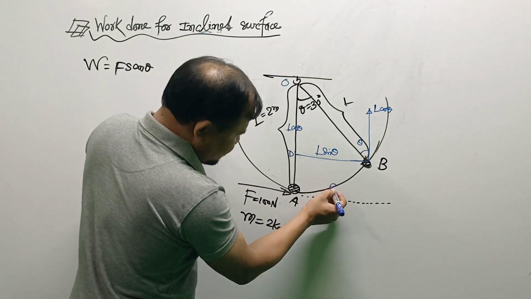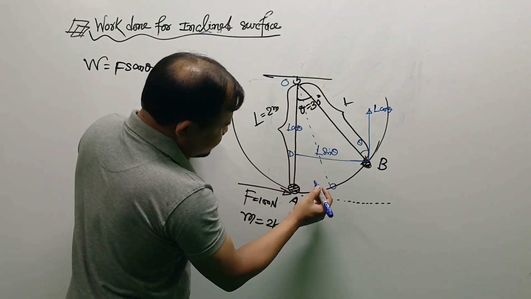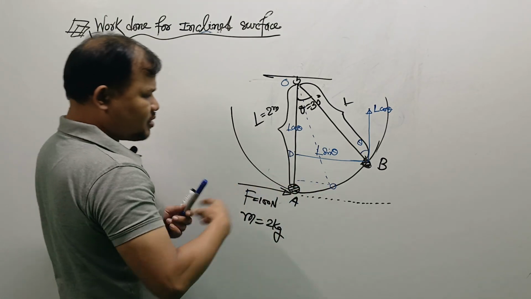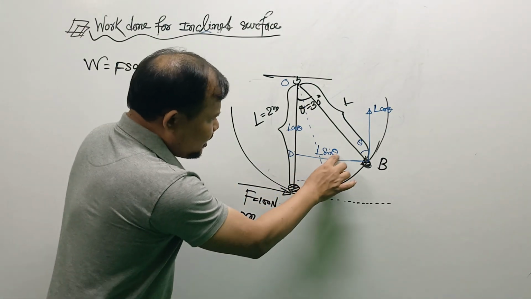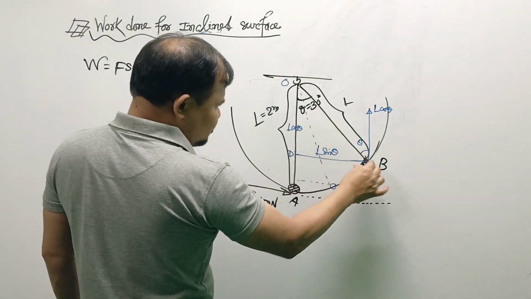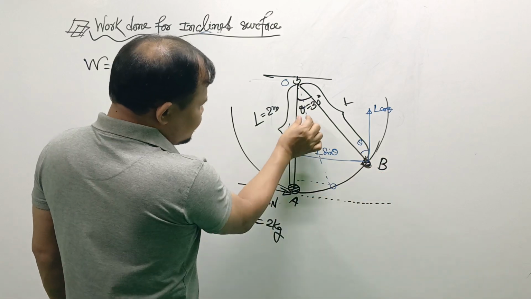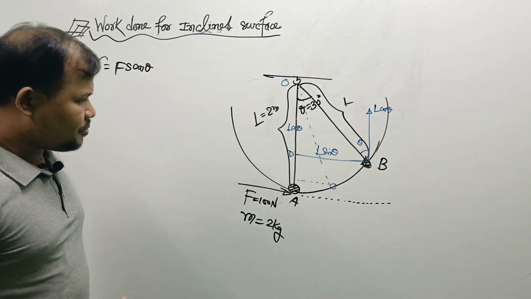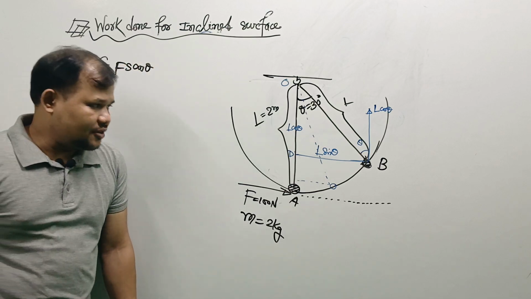If this body comes here, then try to imagine what actually happens. Then this displacement will be less. Why? Because of the angle. As now the value of theta is 30 degree, when this body comes here, this angle will be decreased. Because of that reason, the value of L sin theta will be decreased.